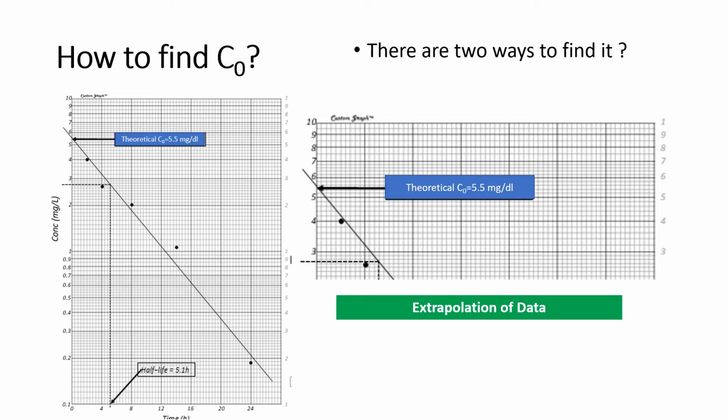If you have the concentration of a drug at other time intervals, at least three concentrations at any time intervals, then we can extrapolate this curve to time point 0. Suppose it cuts the y-axis. The point on the y-axis at which this line cuts gives you the theoretical C naught. This is how we can generally find C naught.